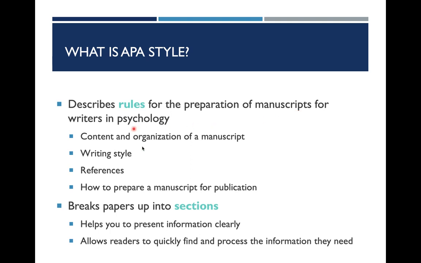APA tells us what we should write about, the content of a manuscript, as well as how it should be organized. This is going to be very important when we discuss how to read these manuscripts. It tells us about writing style, the type of words you should use, active versus passive voice, when and how and if you should ever use quotations, those sorts of grammar style issues. It, of course, covers how you should reference other people's work, and then specifically how to prepare that manuscript for publication.